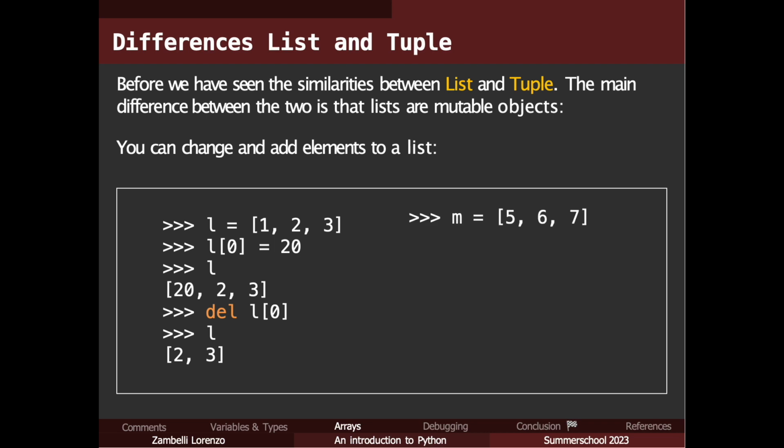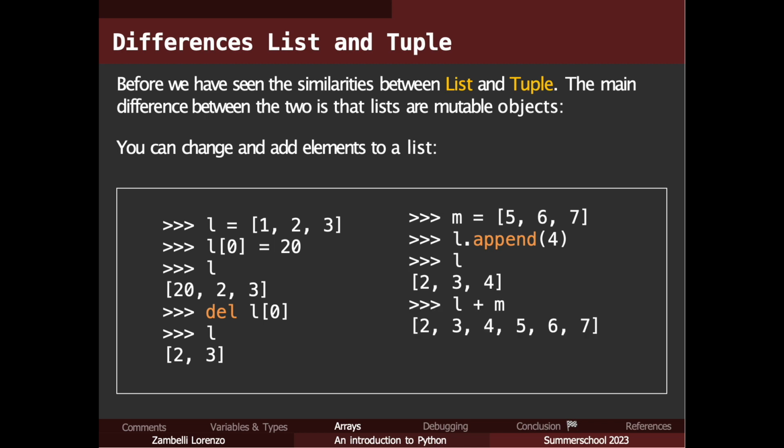Similarly, let's modify another array with the inbuilt append function. We can add an element to the L list, and we print again, we have the 4 in front. But using the plus sign, we can add two lists together, as we can see in the example.